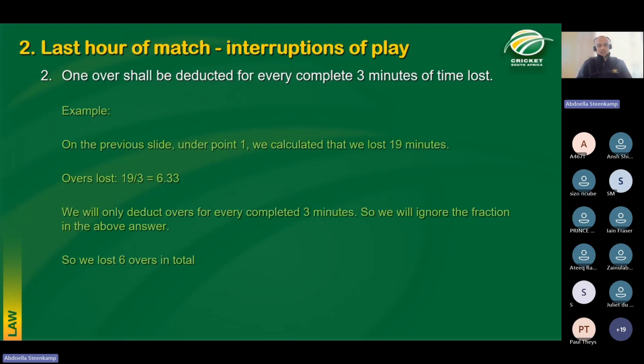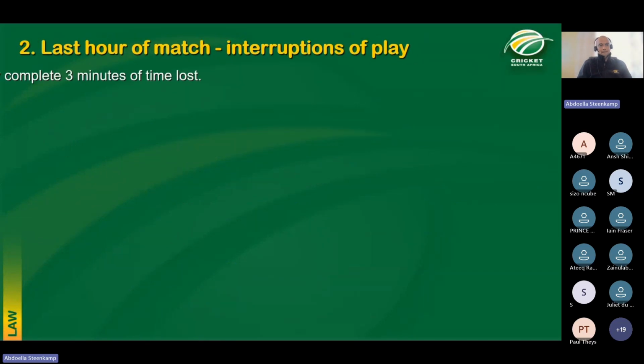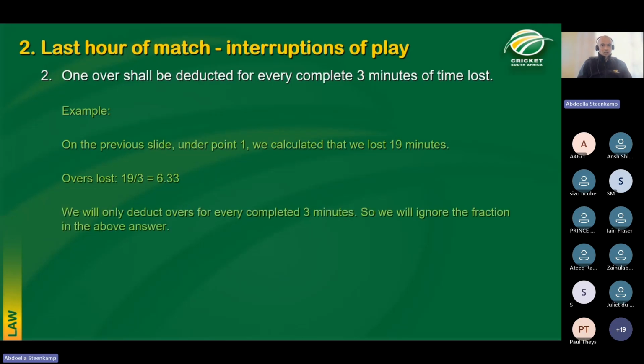How do we deduct overs? 2 steps. First step is, in this example, we need to calculate from the moment we left the field up until play is going to restart. So 16:25 and 16:06, this is 19 minutes. Then we take our 19 minutes and we divide it by 3. We only take the completed overs, so that's why we will ignore the fraction. So we lost 6 overs in total. So play will restart at 16:25.